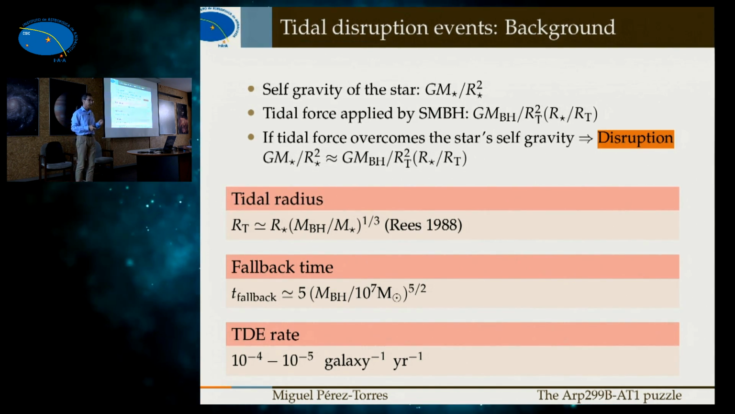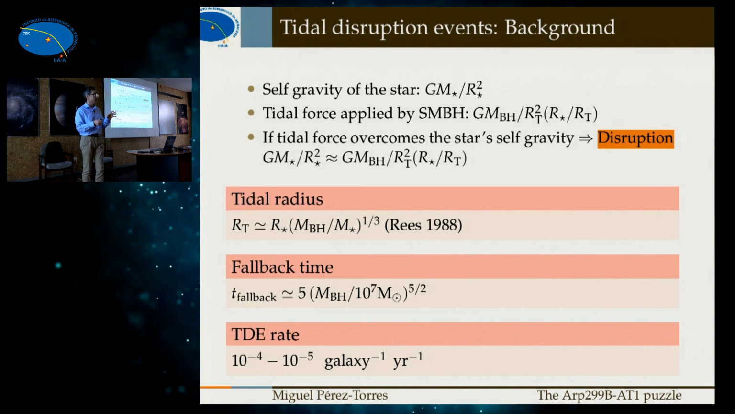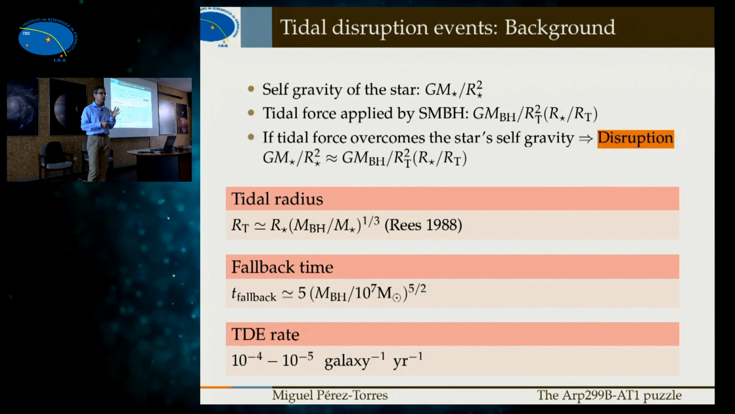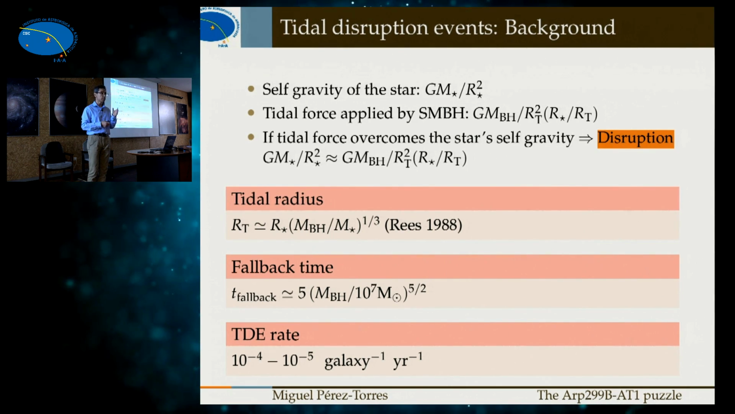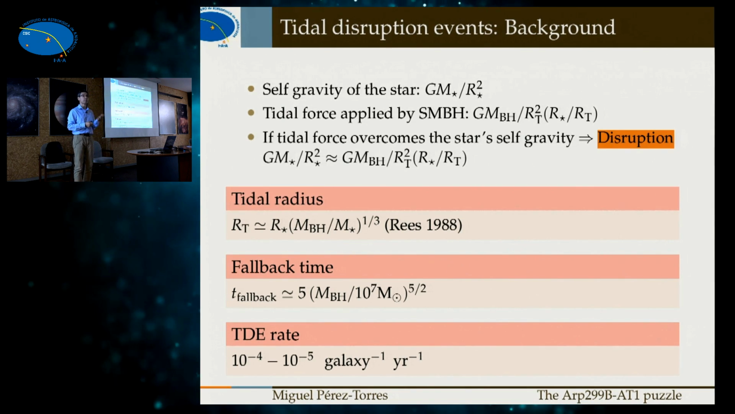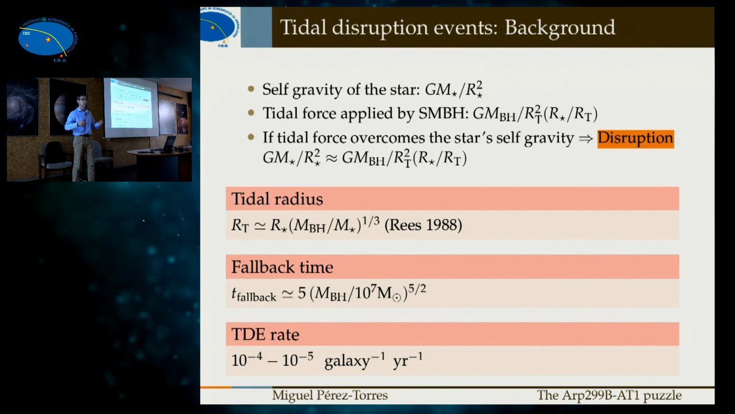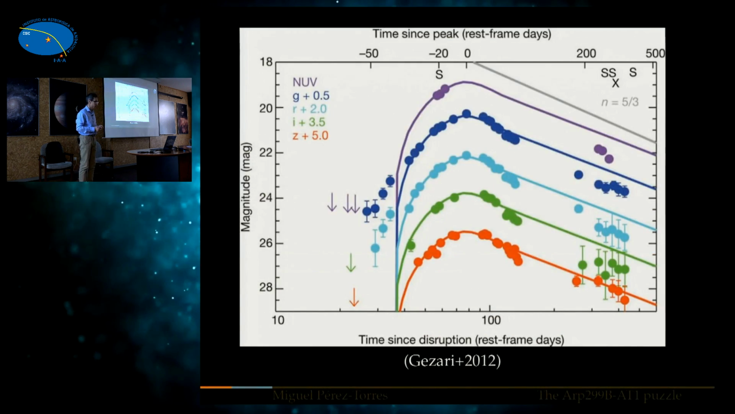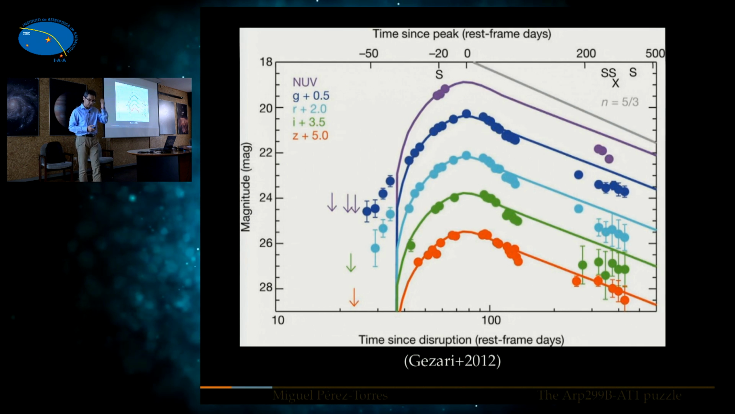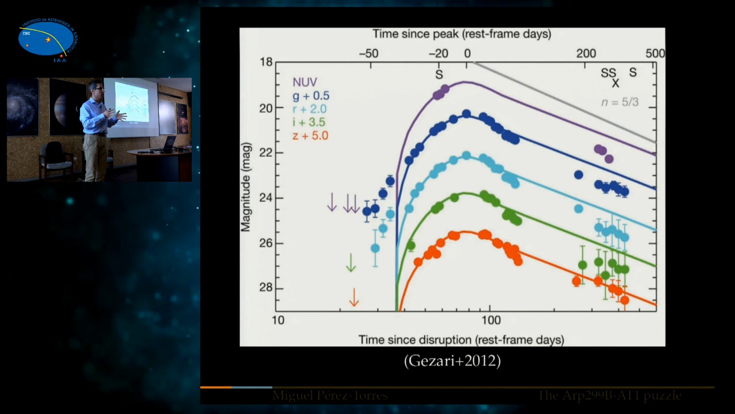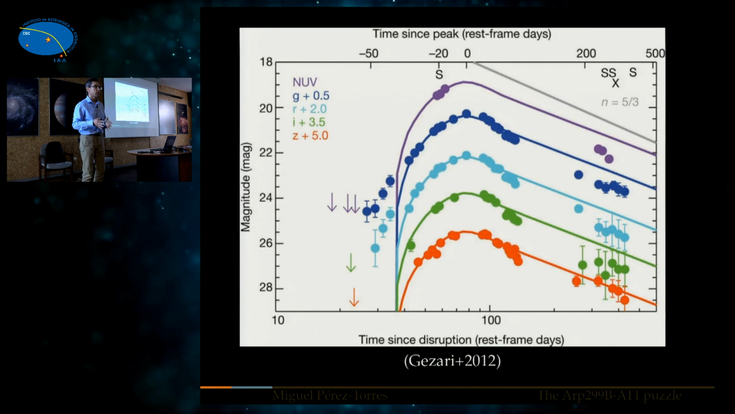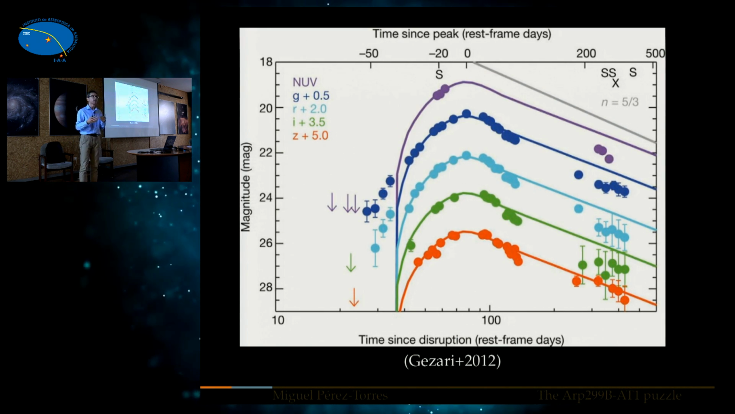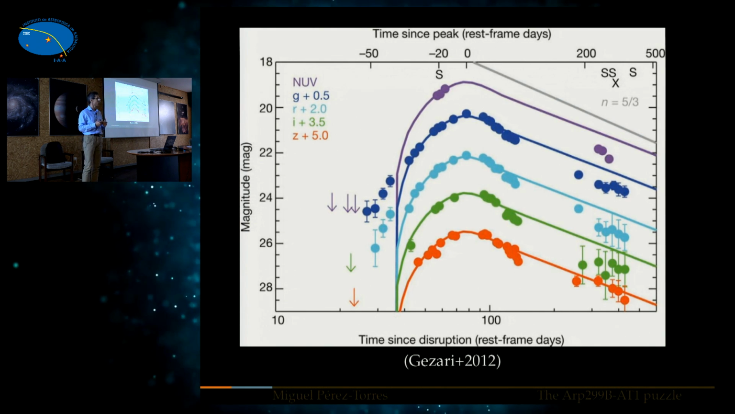And the final thing for you to remember is that the expected rate of these events is something like 10 to the -4 to 10 to the -5, or even 10 to the -6 events per galaxy per year. So we definitely need many galaxies to really find just one event. In the past, as I said, first there was a theoretical prediction, and only in the 90s was there the first evidence for tidal disruption event candidates.